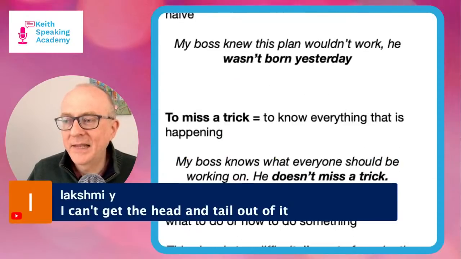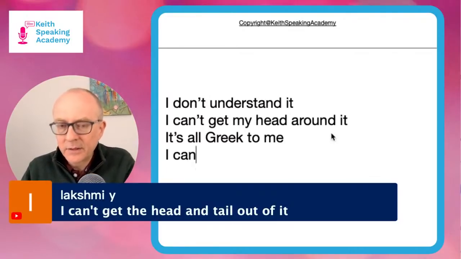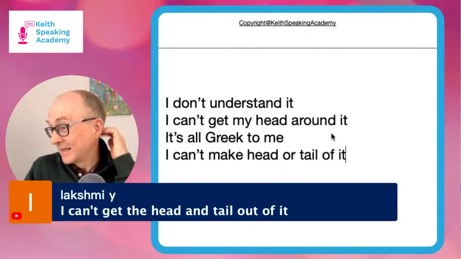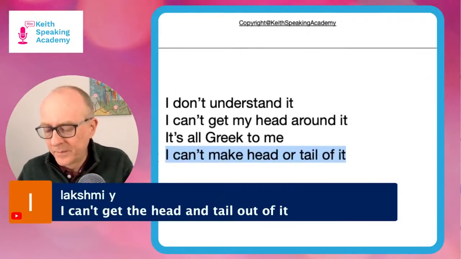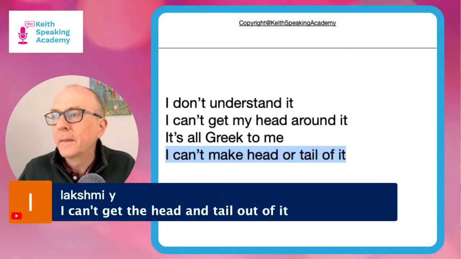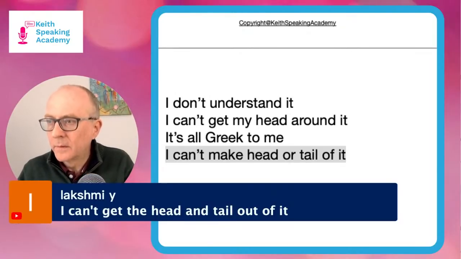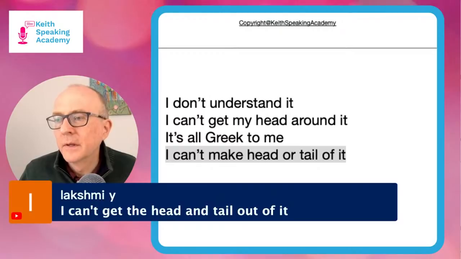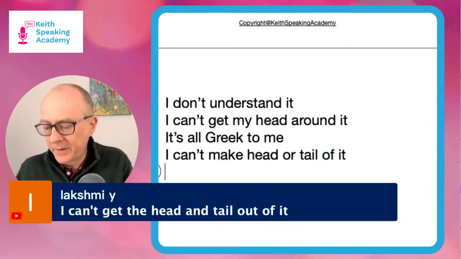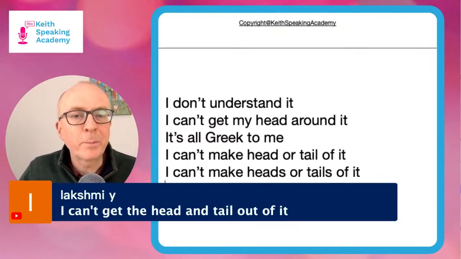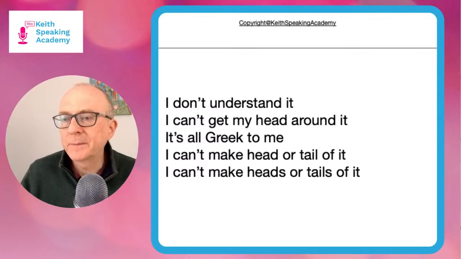Lakshmi, you're almost right. Let's add this. You're almost right. It is, I can't make head or tail of it. Sometimes it's in the plural, right? I can't make head or tail of it. I wonder if that's an American thing. Let me check. Can't make heads or tails of it. I think that's American then. So it seems you can say both, right? I can't make heads or tails of it. I can't make head or tail of it. I think you can use both. I think generally in Britain we use the singular, and in America it seems to be the plural, right? Excellent. Good.